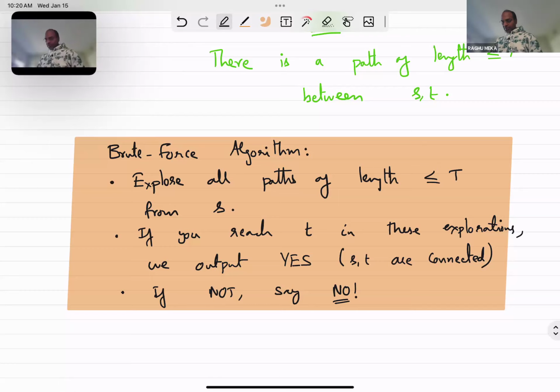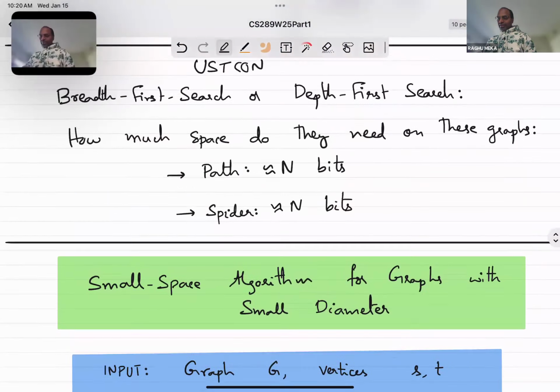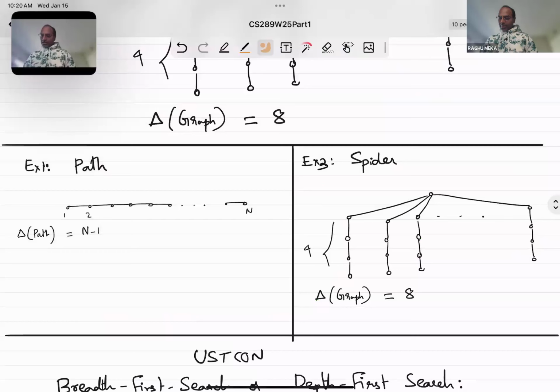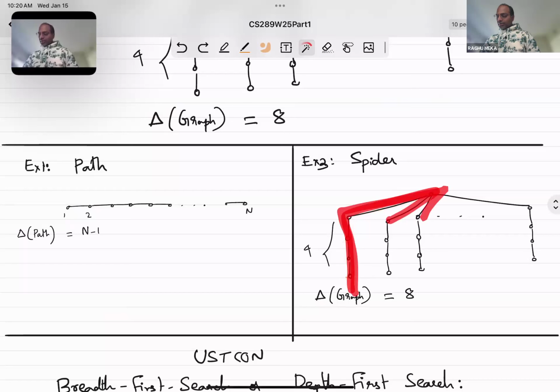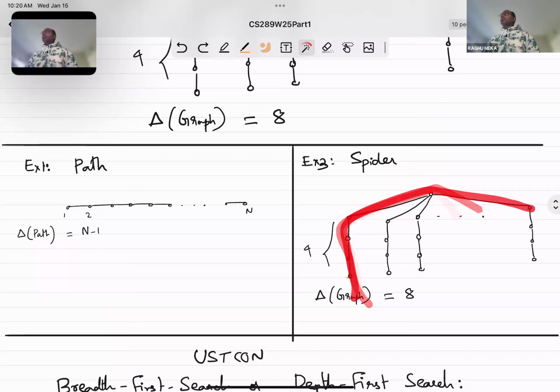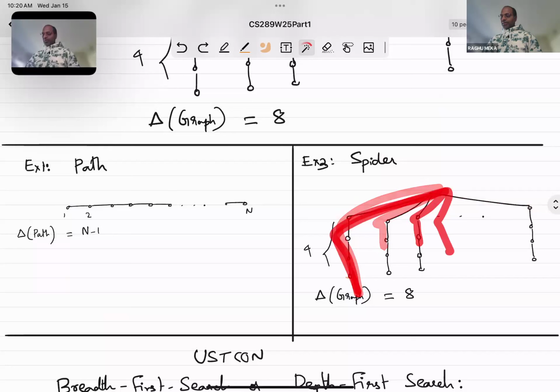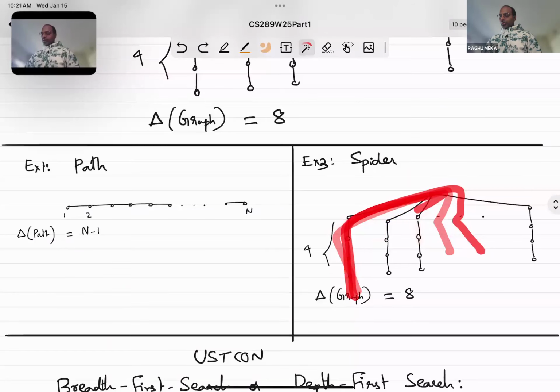And so, for example, for the spider graph, what you would say is I'm starting here. I'm going to explore all paths of length 1, all paths of length 2, all paths of length 3, all paths of length 4. When I do all paths of length 5, I would just do this, and then come back. All paths of length 6, and so on.